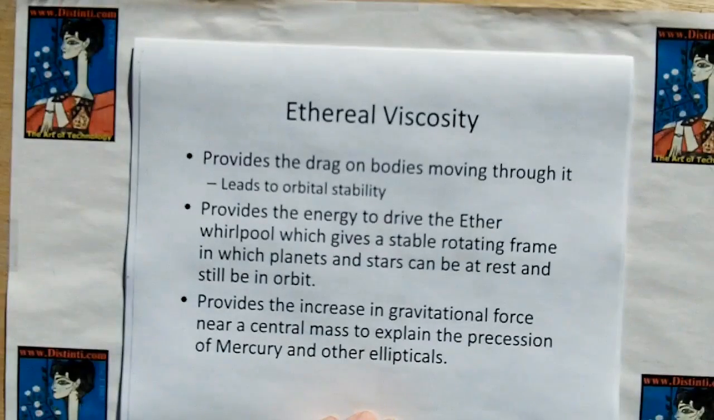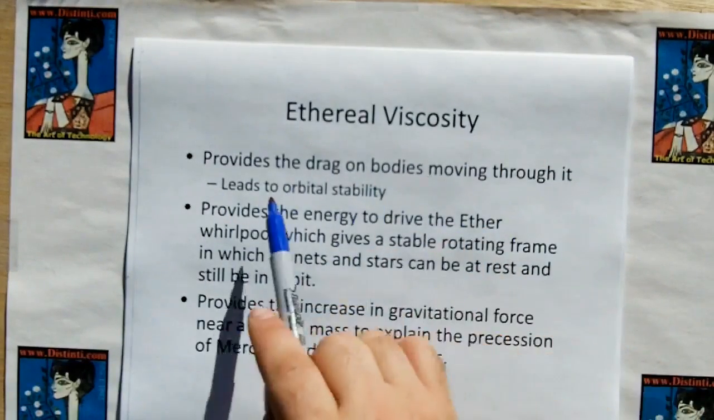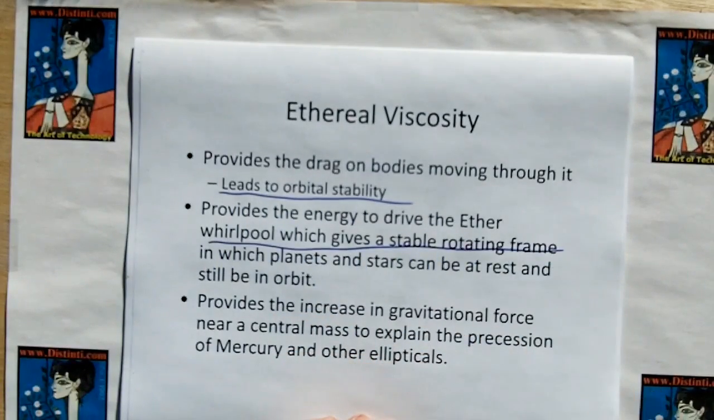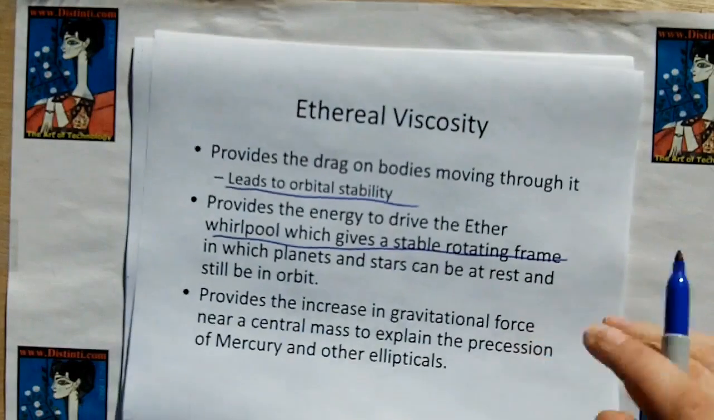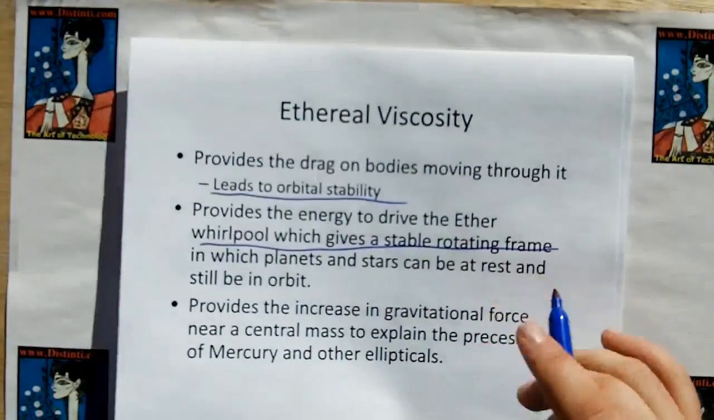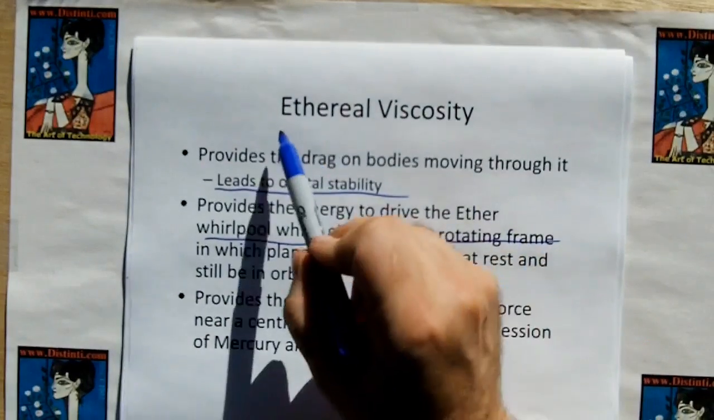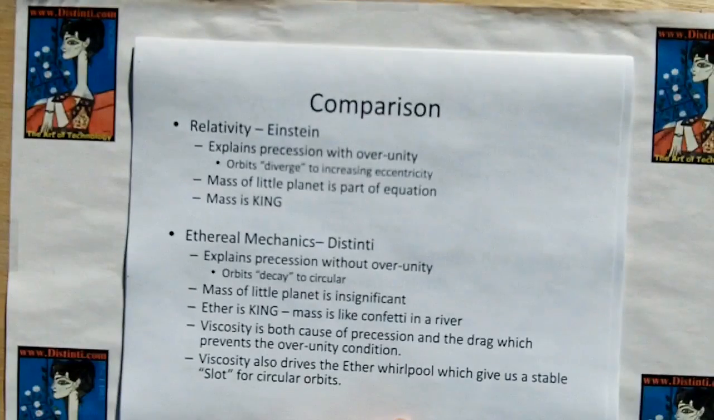I'm not going to read this for you. You get that? So to recap this, ethereal viscosity provides the drag on bodies moving through it, which leads to orbital stability. It provides the energy to drive the ether whirlpool, which gives us a stable rotating reference frame in which planets and stars can be at rest and still be in orbit, and it also provides the increase in gravitational force near the central mass to explain the precession of Mercury. So the ethereal viscosity explains all three of these things. It's all nicely tied together, and that's just from the analog model, the electrical analog.